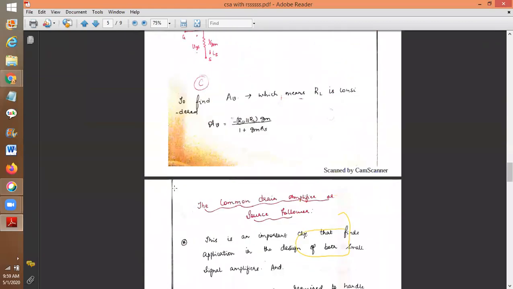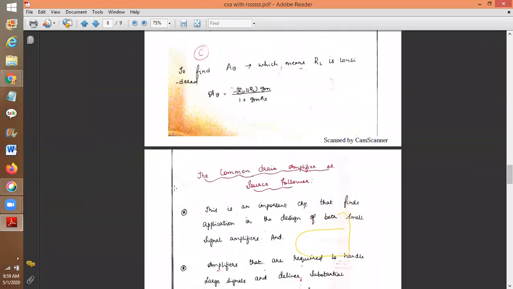Next. Now what we are doing? If we want to find AV, AV means what? With RL. Please mute it. Okay. AV naught means without RL. Please note, AV naught means without RL. AV means with RL.